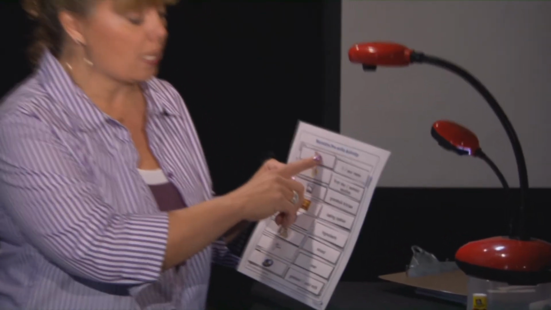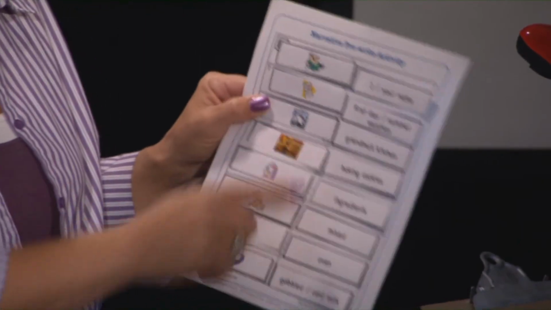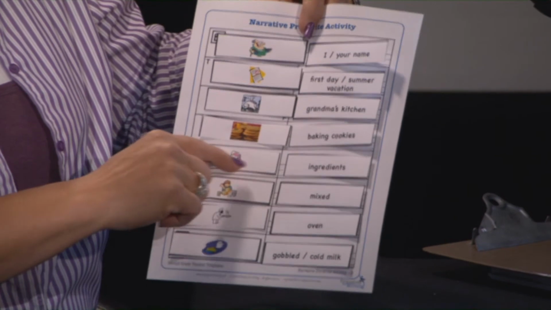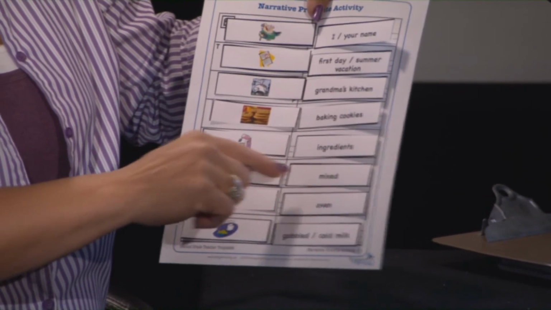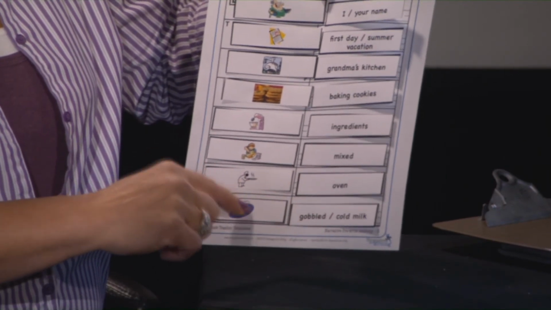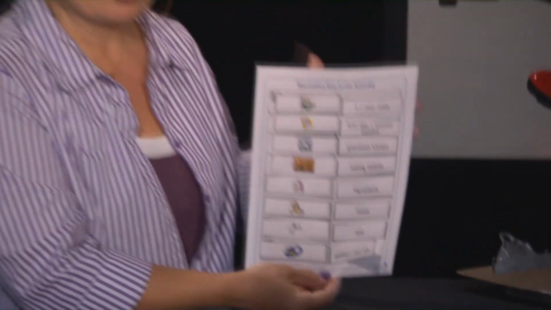So for example, you'd say, I am Sally. The first day of summer vacation, I went to grandmother's house, or grandmother's kitchen. I wanted to bake cookies. First, I put in all the ingredients. Next, I mixed them together. Last, I put them in the oven. When the cookies were done, I gobbled them with cold milk. And then you have your story completed. Both of them will read it to each other, their elbow buddies, and return to their desk. At this point, you decide in your class if they're ready to just orally share or if you can begin the writing process.